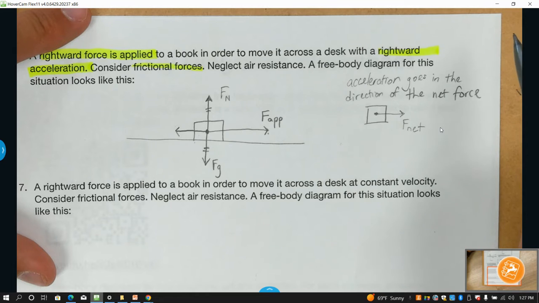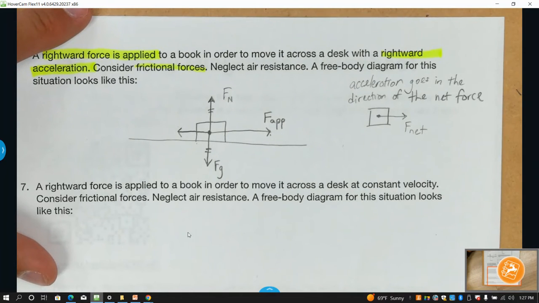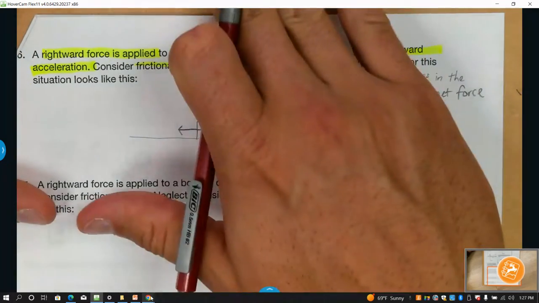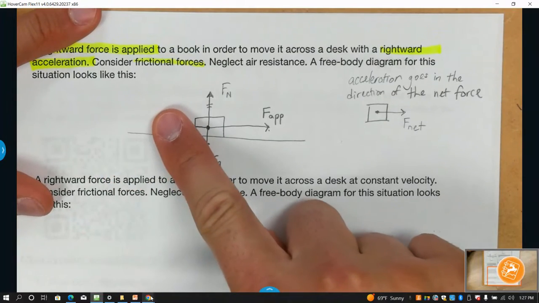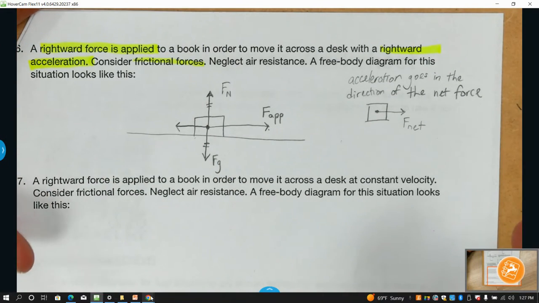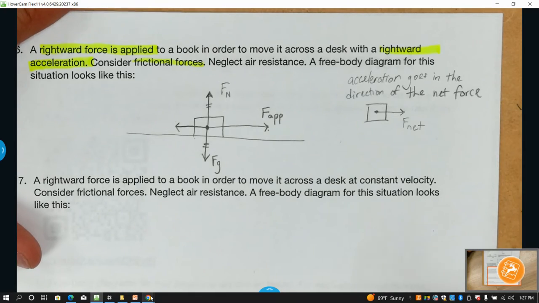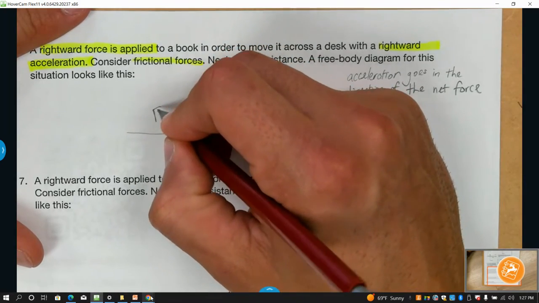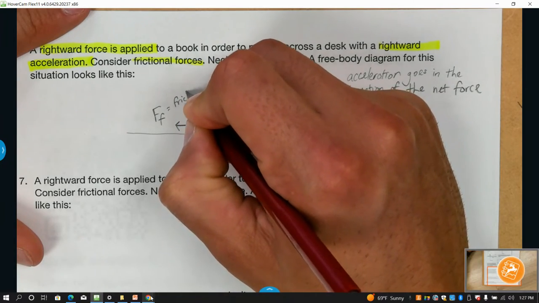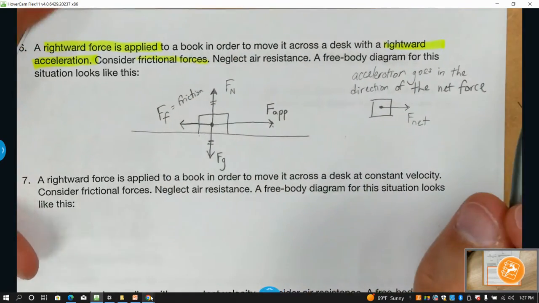There's one of the forces that we talked about that always goes in the opposite direction of motion. So guys, when you slide your hand across the table, what is preventing it from moving, or what slows it down? Friction. Very good. So we will call that F sub F. That is our friction.